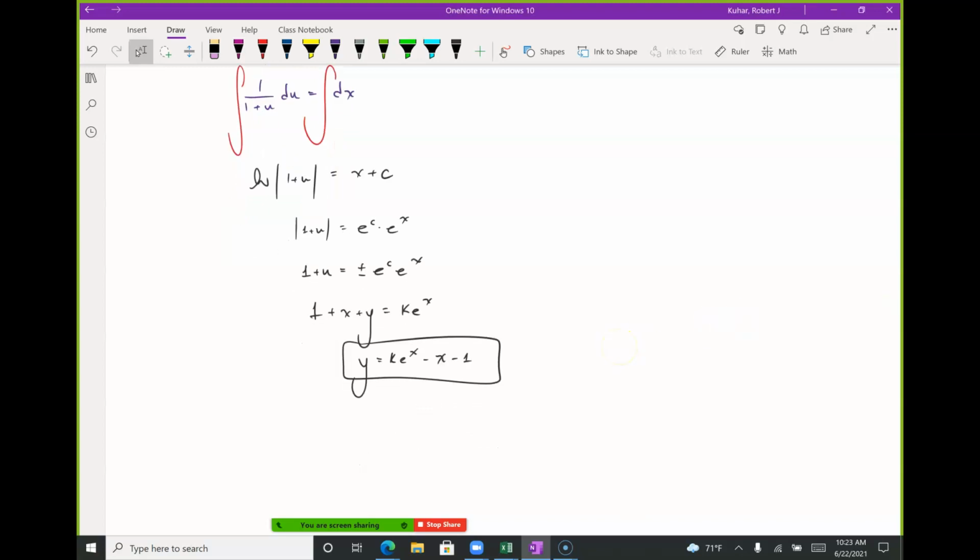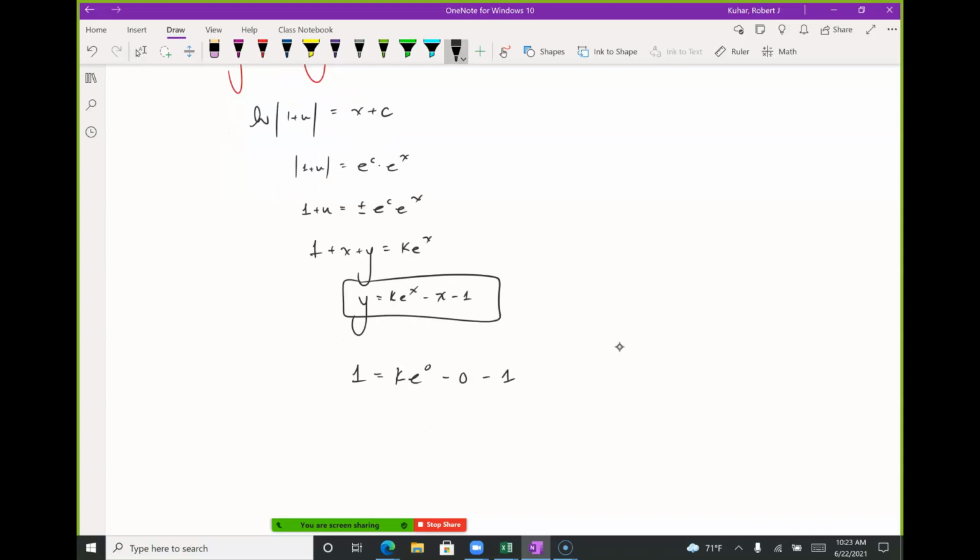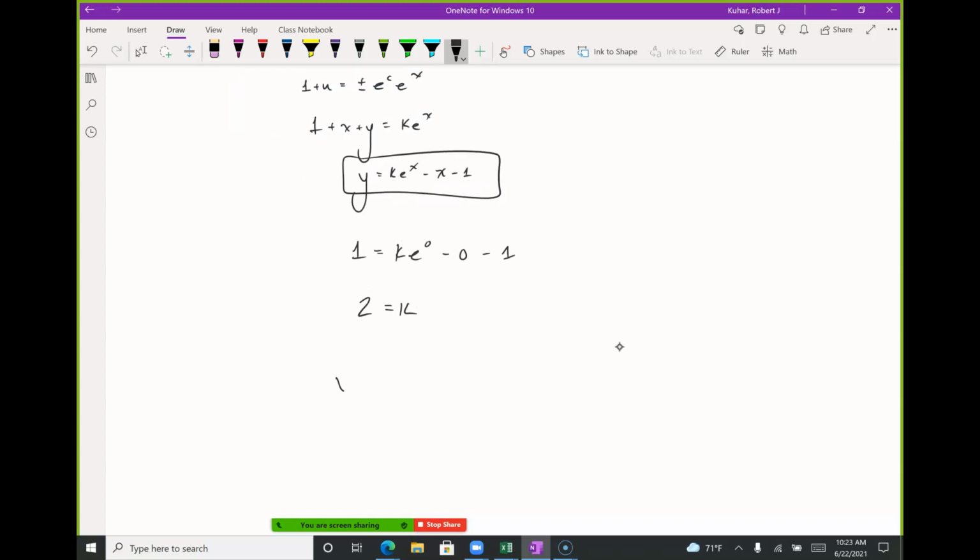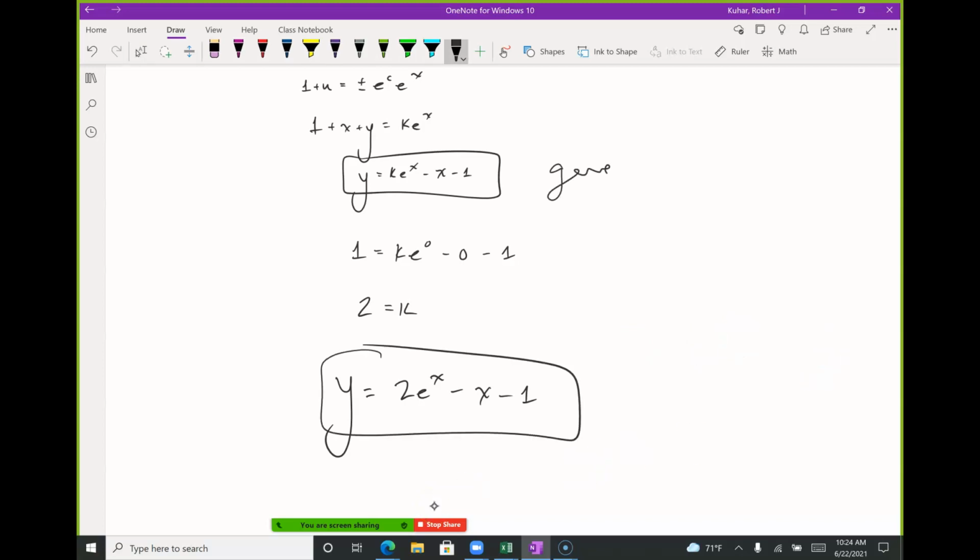I want to find this value of k. So I know if I plug in 1 for y and 0 for x, it looks like k is 2. Anybody agree with me on that? So my initial value solution is y equals 2 e to the x minus x minus 1. So there's my general solution or family of solutions, and there's my initial value solution.